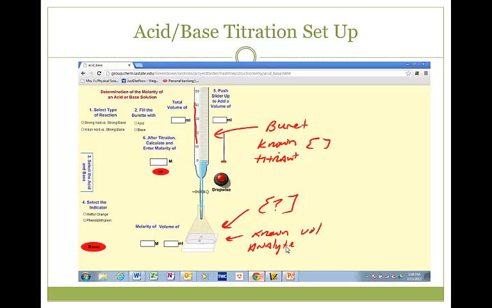Now this is obviously a computer program here, but eventually what's going to happen is we're going to reach a pH of 7, and we can either have a pH meter reading the pH of this to tell us when we get to 7, or we can have an acid-base indicator. And that is what the next slide is going to talk about.